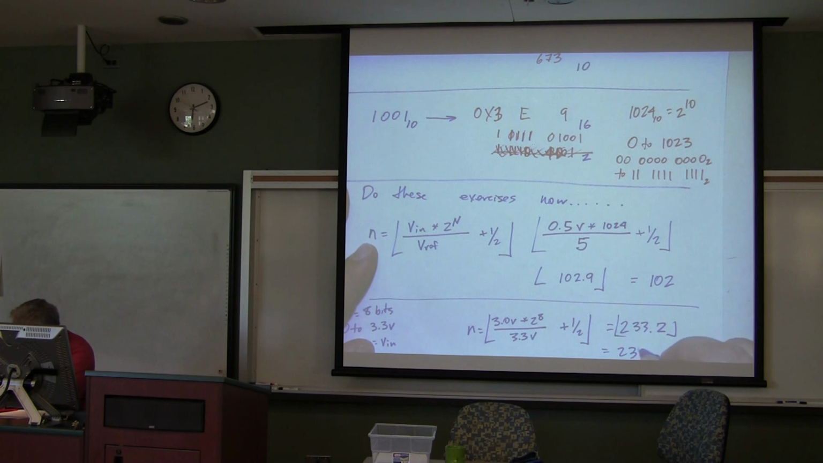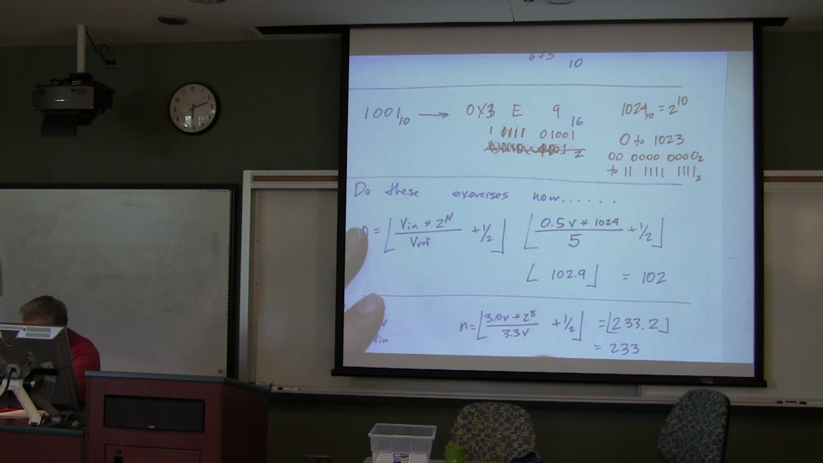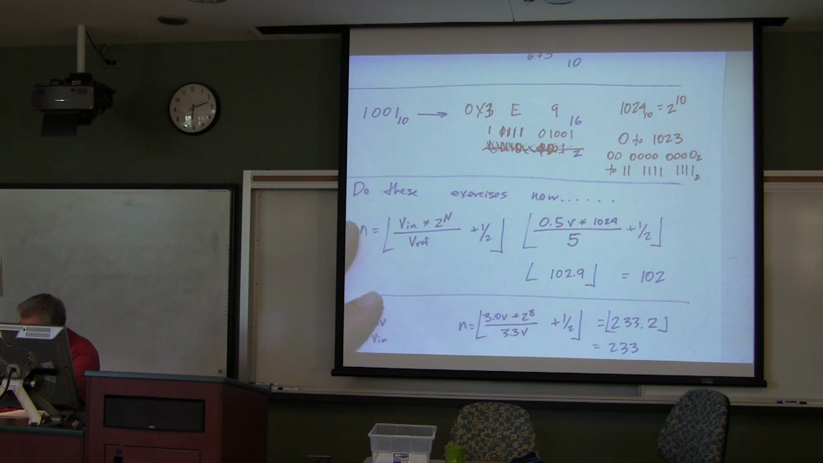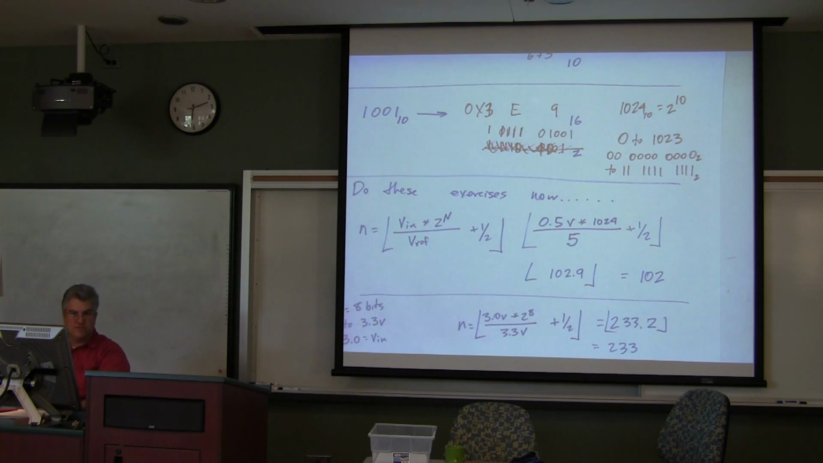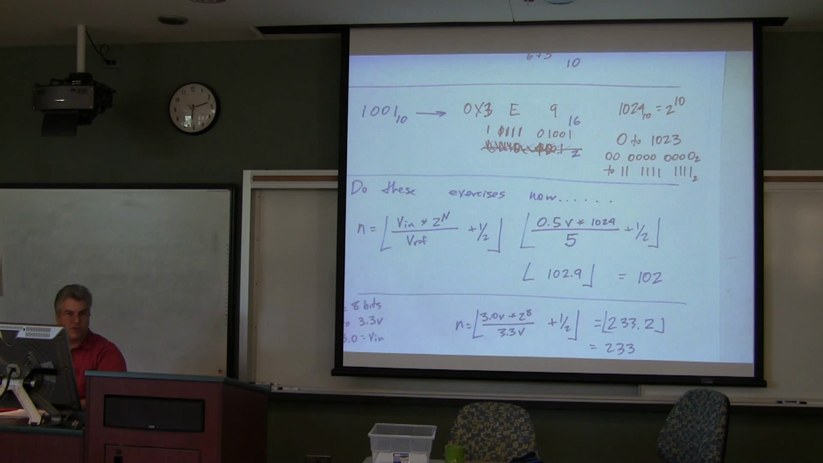We said 3 times 2 to the 8th is 256. I'm going to divide by 3.3, equals, and add 1/2. That's 233.2, or 233. What would be the max value if you have 8 bits to represent it? Remember, the max would be 256. So does that look about right? Yeah, because 233 is pretty big, and 3 volts is pretty darn close to 3.3.